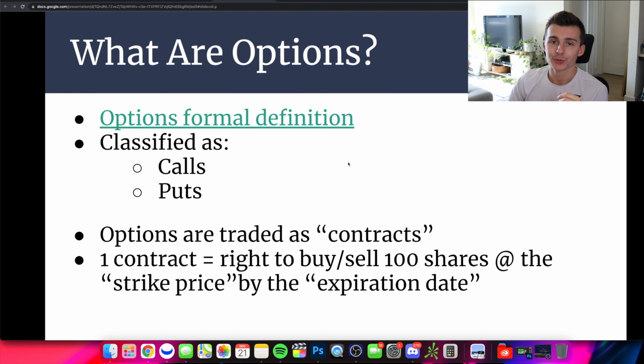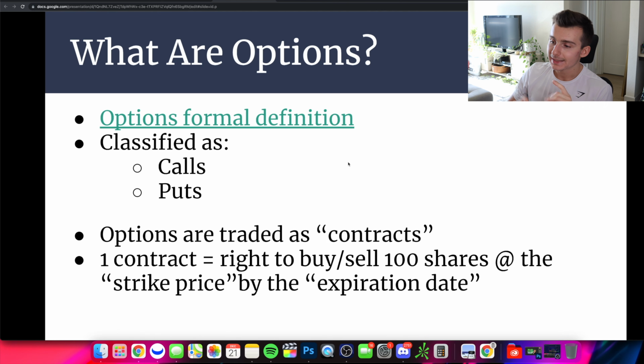Now, options are traded as contracts, so they're not like shares, right? I can go ahead and buy a share. Nowadays, I can actually buy fractional shares from different brokerage platforms, which is pretty cool. So it really cuts the barrier to entry for pretty much anyone who wants to get started investing with almost any amount of money.